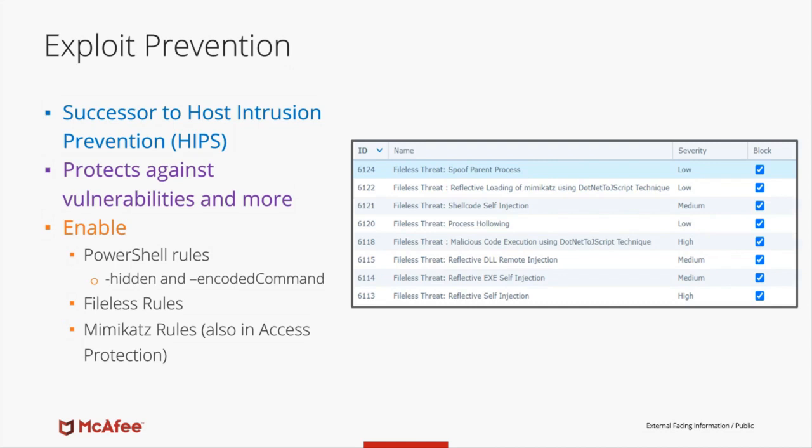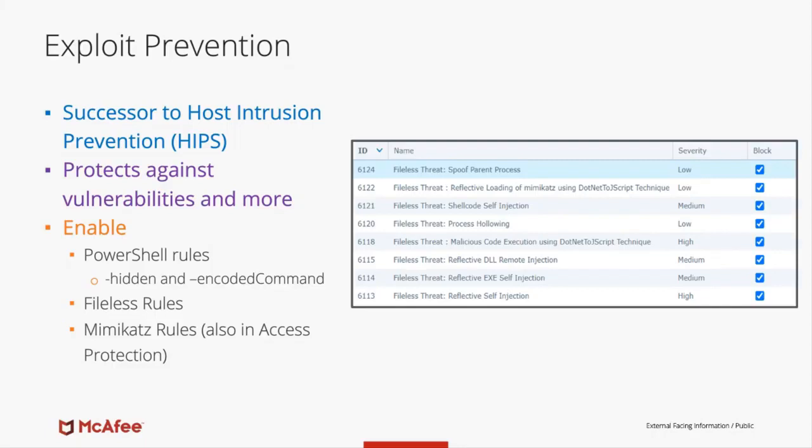The first would be the PowerShell rules themselves. So there are a lot of PowerShell rules in the policy, as you would see. The two most common ones that we initially enable would be the one for encoded command and the hidden switch. These do not generally provide a lot of false positives, and I've enabled these rules many times over.